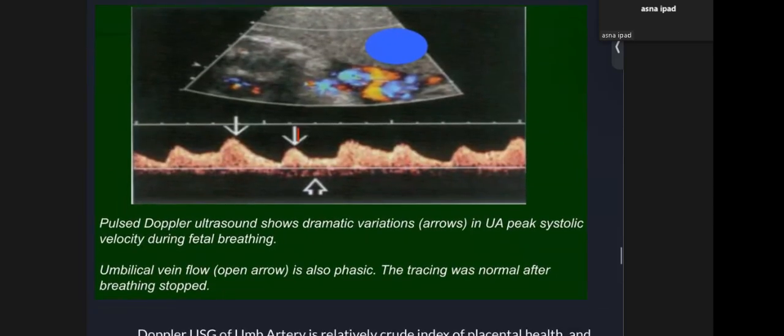This is during the dramatic variations during the fetal breathing. The umbilical vein flow is also phasic. The tracing was normal after the breathing stopped.